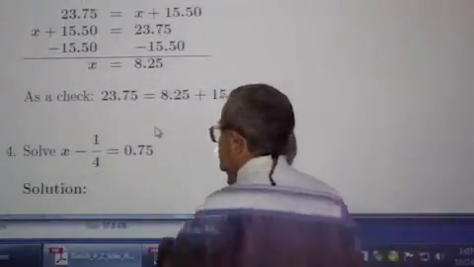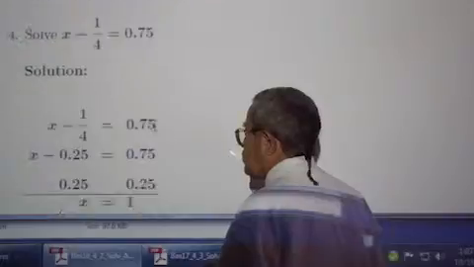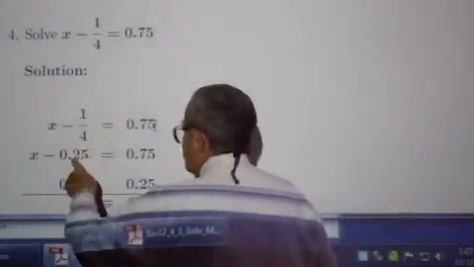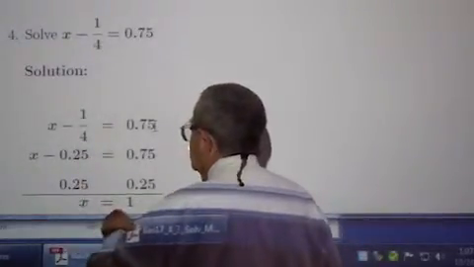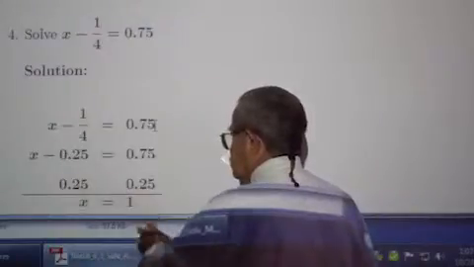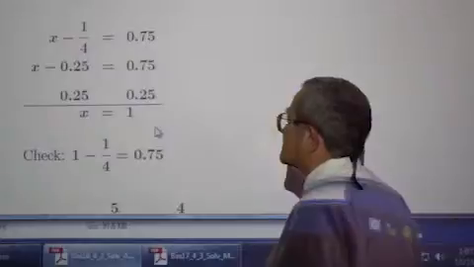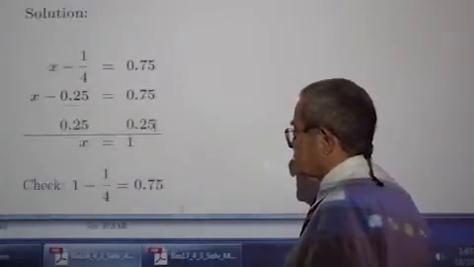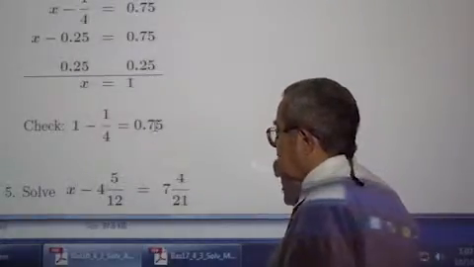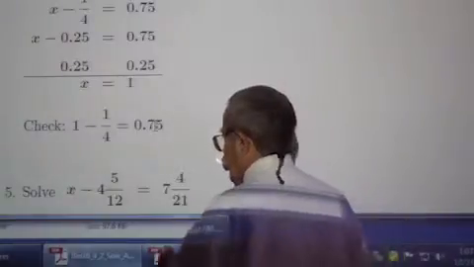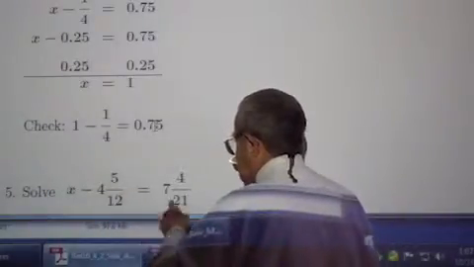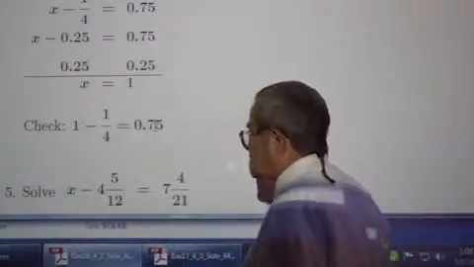Solve x minus 1 over 4, which is 0.75. Rewrite the 1 over 4 as 0.25 and add 0.25 to both sides. You get x, which is equal to 1. Solve x minus 4 and 5/12, which is equal to 7 and 4 over 21.